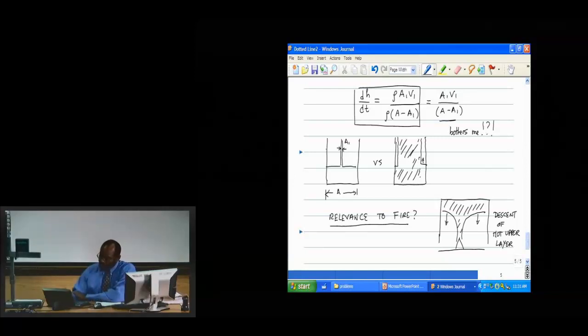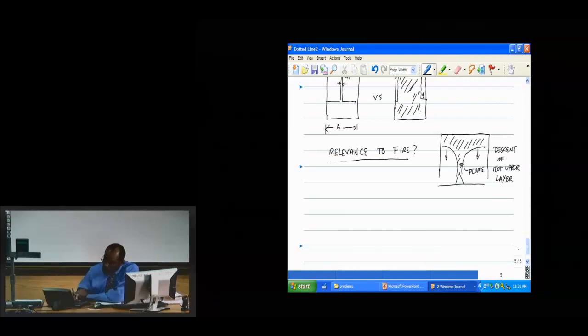And so calculations of the type, remember what we said, and we're going to talk about this in much more detail later, that above the flaming part of the fire is called the plume. So the plume is the buoyant lofted products of combustion.